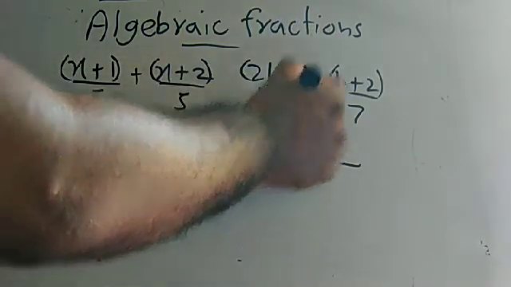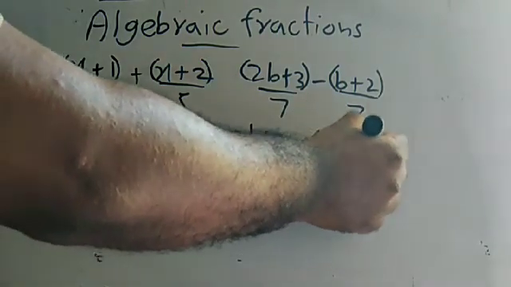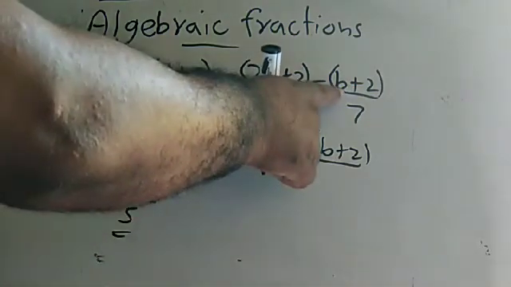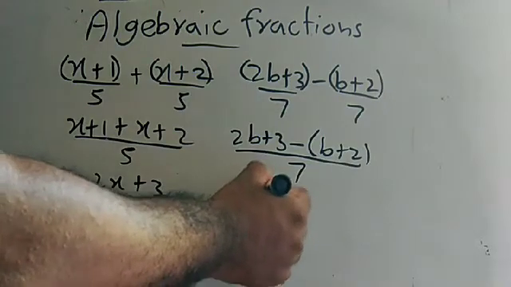2b + 3. When you subtract this, you should put brackets around (b + 2). Right? Understand? No need to put brackets on the first one, but especially this b + 2 you should put. Then (2b + 3) - (b + 2).